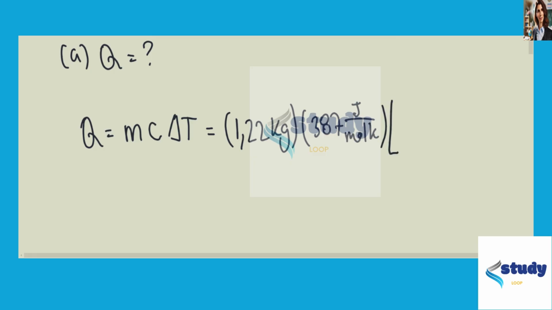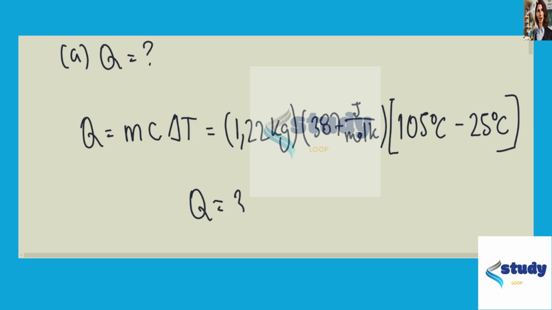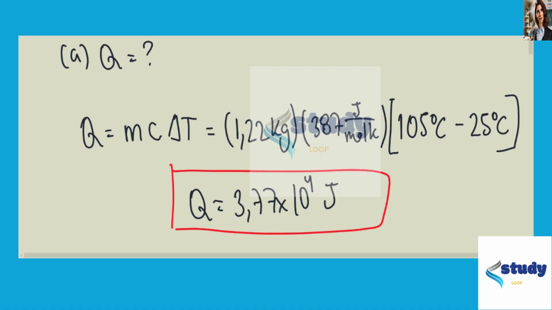And this times the change in temperature. We know that the final temperature is 105 Celsius degrees, and the initial temperature is 25 Celsius degrees. So from there, we obtain that the heat is equal to 3.77 times 10 to the 4 joules. So that's the solution for part A of this problem.